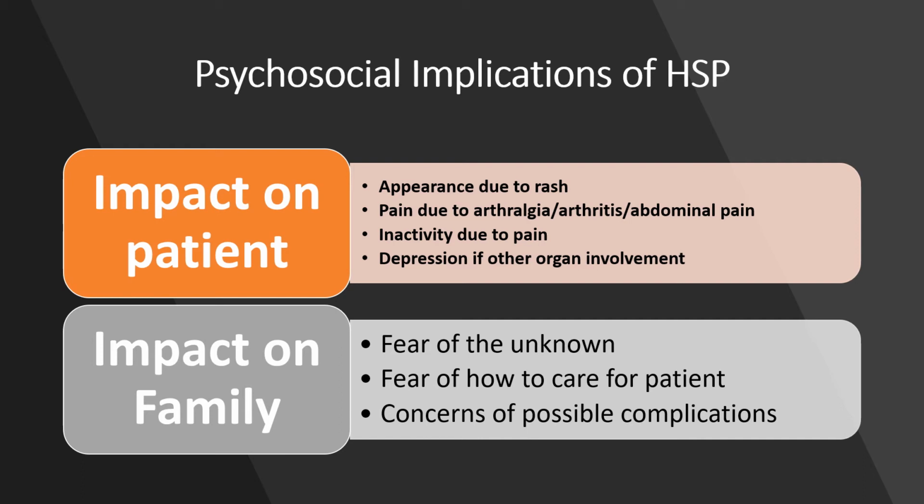This disease could have an impact on the family because these parents have a fear of the unknown. They don't really know what to do for their child. And then when they find out what is involved with HSP and what it could lead up to, such as renal involvement, they get even more concerned.